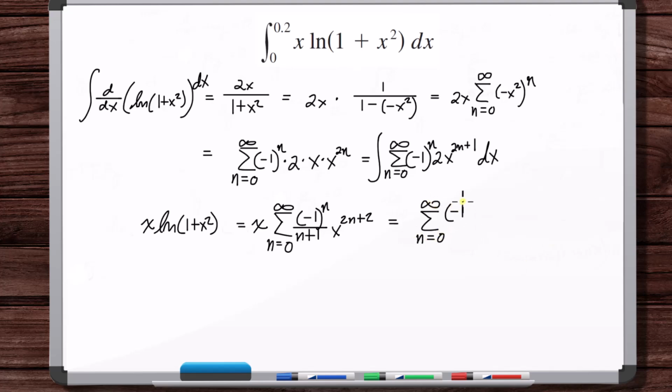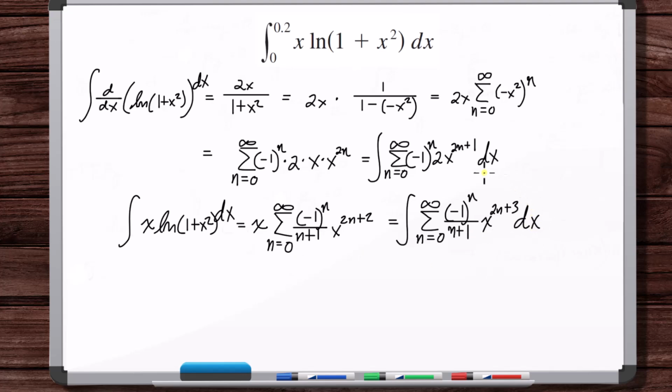All right, minus 1. So x to the first times x to the 2n plus 2 is going to be x to the 2n plus 3. Okay, so now we've got this as a power series. We can go ahead and integrate this. Now, we're doing a definite integral, but let's go ahead and just get this indefinite integral first. Okay, so what we're doing is we're doing this. So integrate both sides.